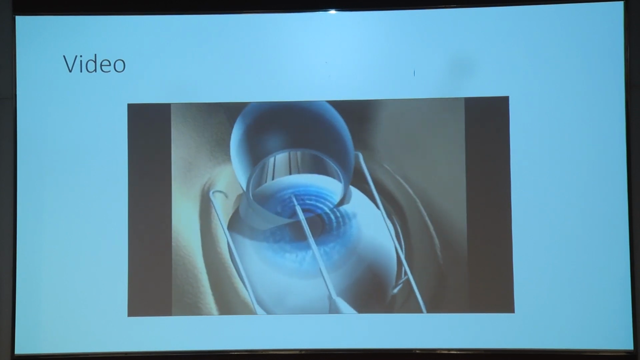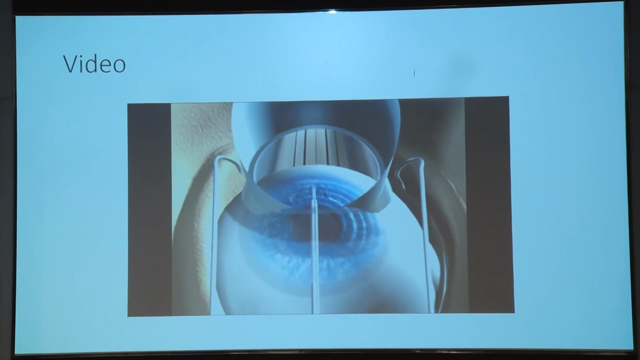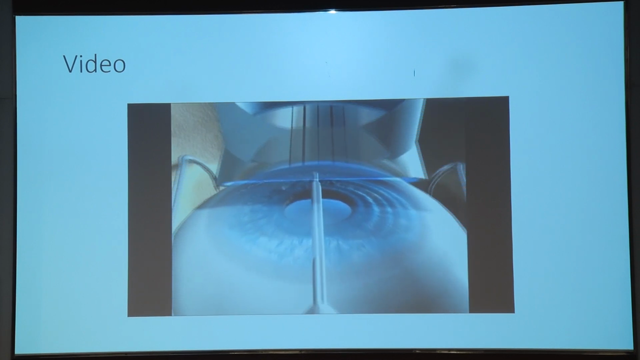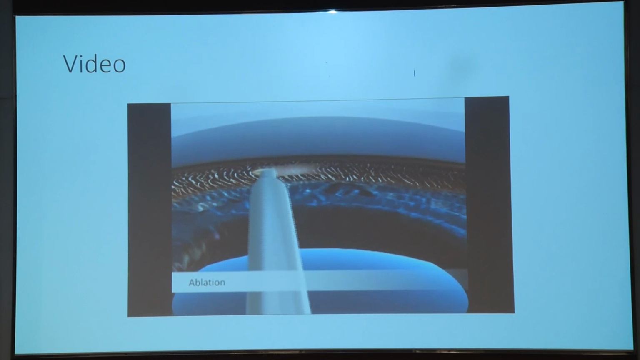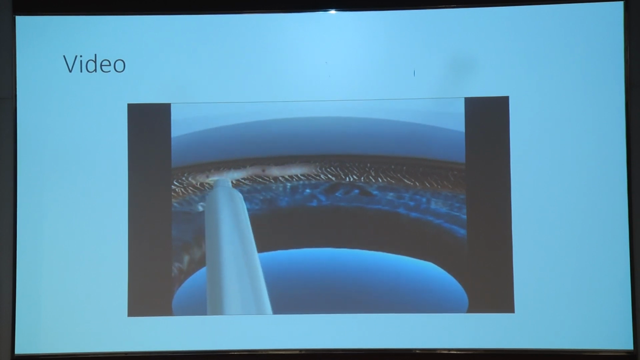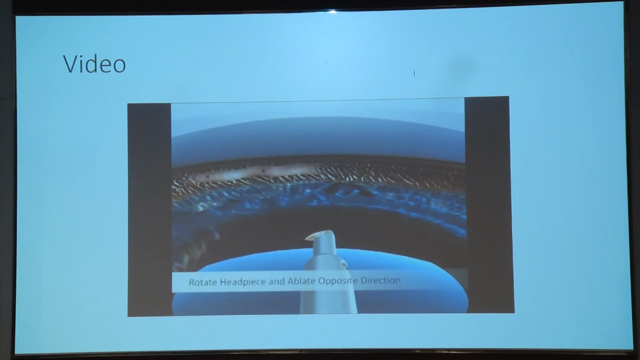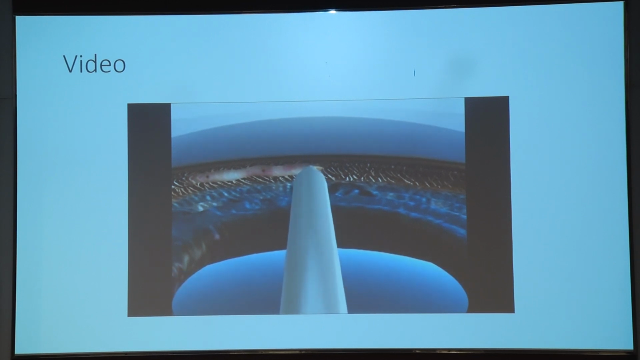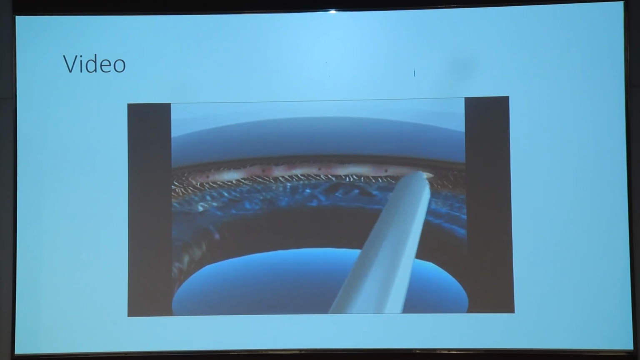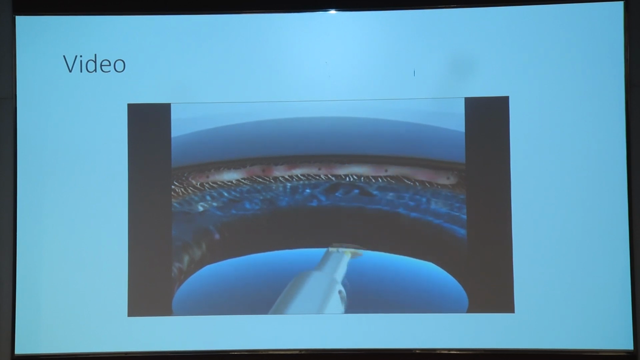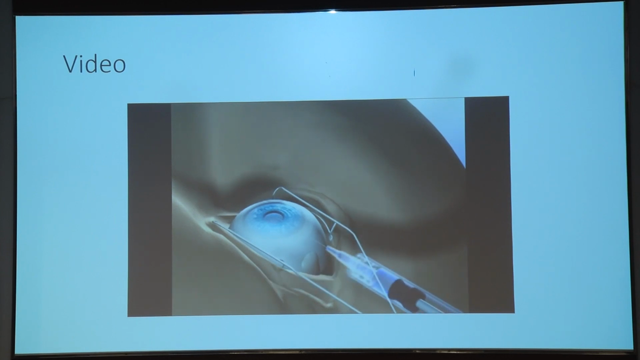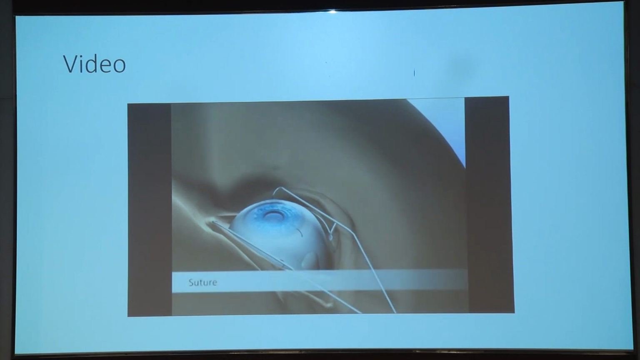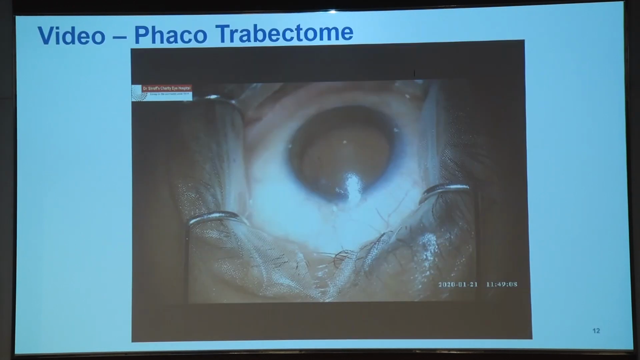So once you introduce the probe inside, you engage the trabecular meshwork and then start ablating in one direction along the arc of the Schlemm's canal, and then rotate the handpiece and ablate in the opposite direction. As has already been mentioned, it will go very smoothly if you are in the right plane, and you will not feel any resistance, and then the irrigation and aspiration.